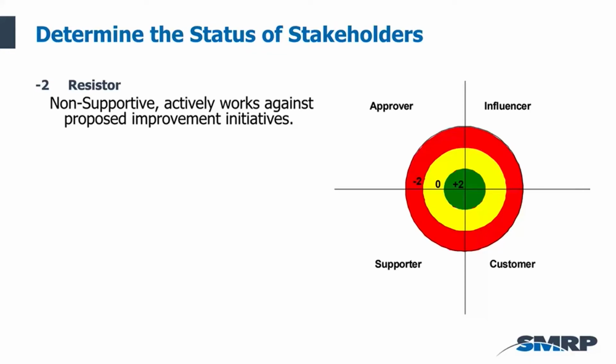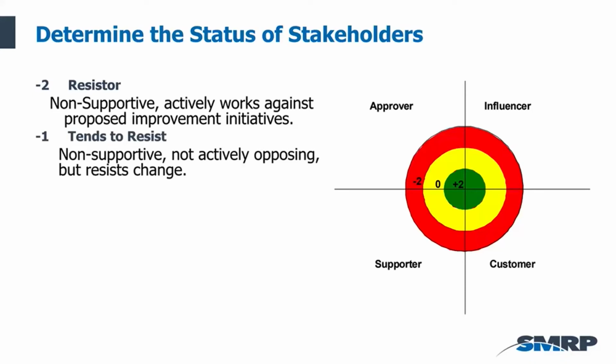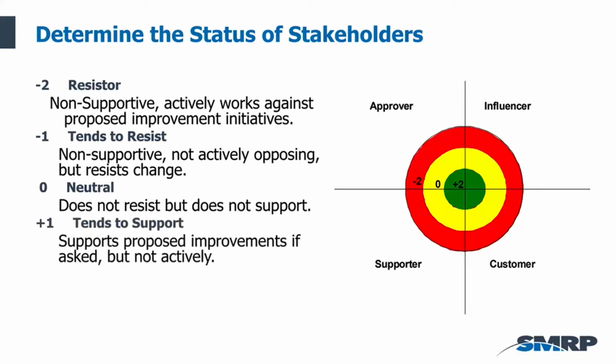We also then have to determine what's their level of support. And you can do this in a number of different ways, but one of the ways I've used in the past is to look at them on a scale of -2 to +2. At -2, we would term these people as resistors. They're non-supportive. They actively work against the proposed improvements and initiatives. A -1 is somebody who tends to resist. They're not supportive, but they're not actively opposing. A 0 is a neutral. They don't resist, but they're not supporting either.